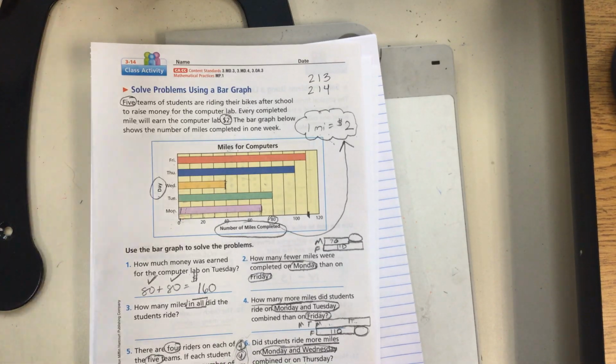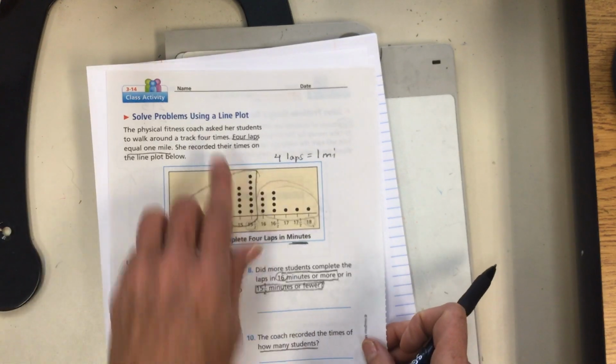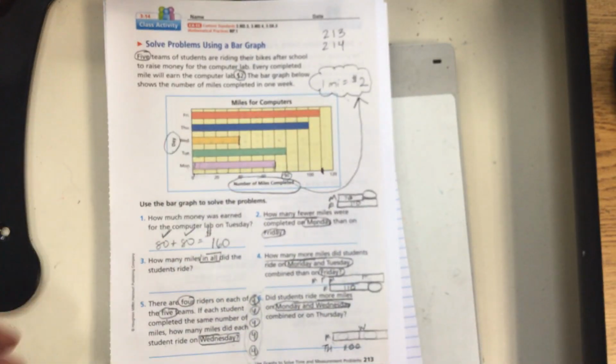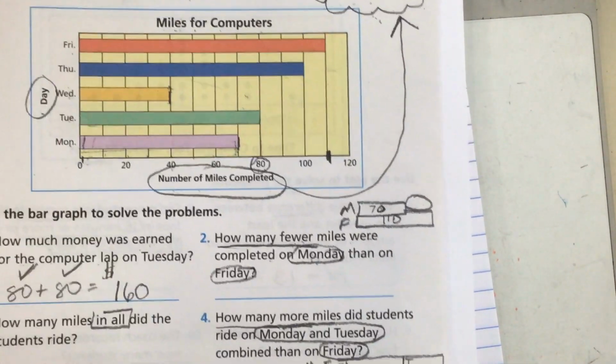Hi guys, today we worked on solving problems using a bar graph and then also using a line plot. This is my only paper here, so I apologize, but I'm going to go over a couple of these problems. I'm going to go over number 2.